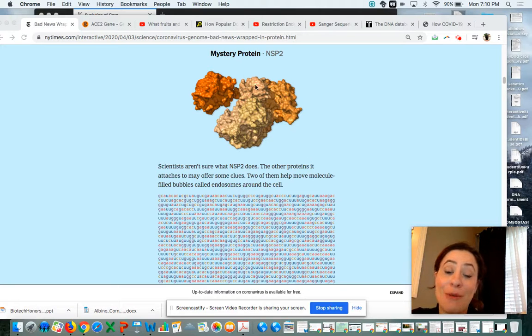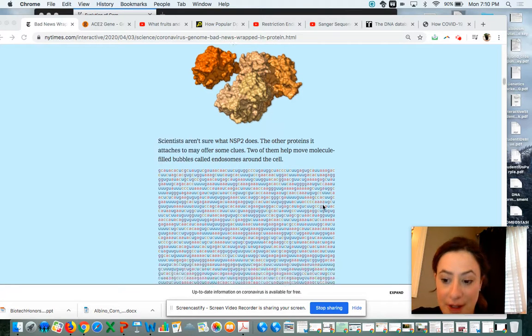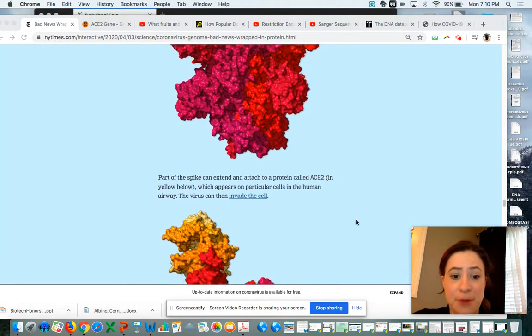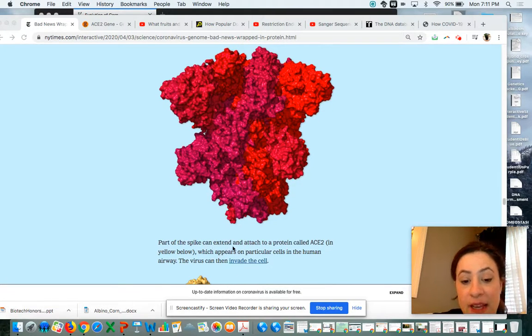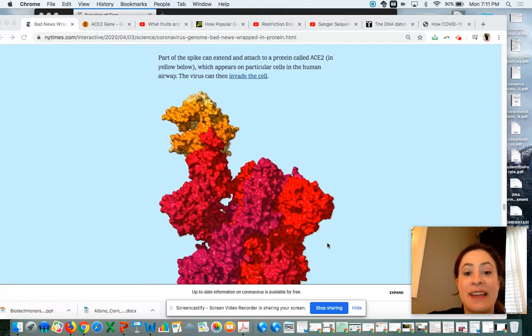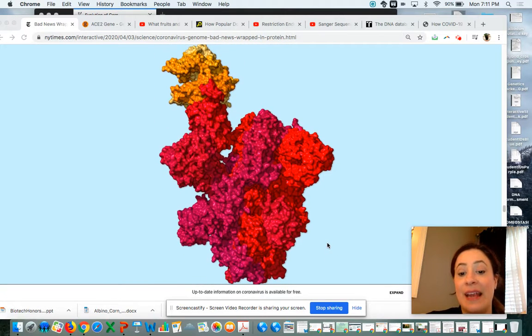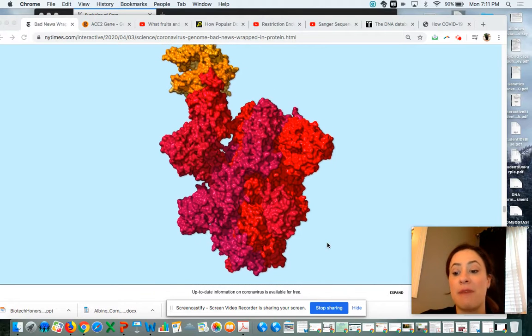In fact, we have this so-called mystery protein, NSP2. Scientists aren't sure what NSP2 does. The other proteins it attaches to may offer some clues. Two of them help move molecule-filled bubbles around the cell. And so this virus has proteins. Now, this is one particular one. Part of the spike can extend and attach to a protein called ACE2, and that is on particular cells in our airways. And this is what makes it particularly fatal, as it can attack and get inside cells.